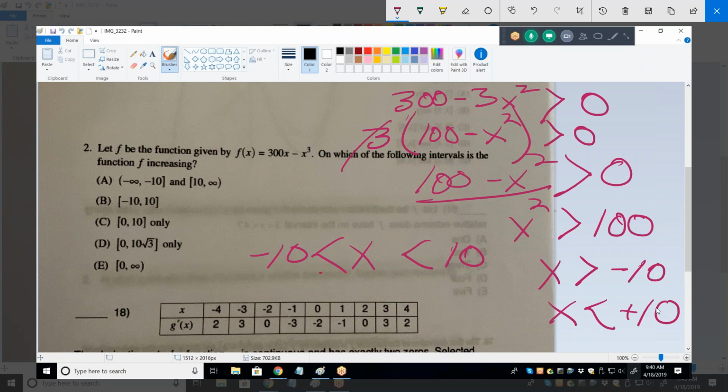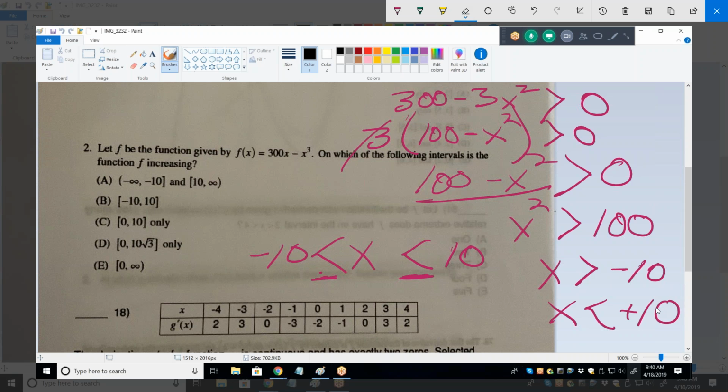That is an answer. It's B. Well, it's not really B. They use brackets, which means that it should be this. The fact of the matter is it can't be 10. 100 minus 10 squared is not greater than 0. It's equal to 0.